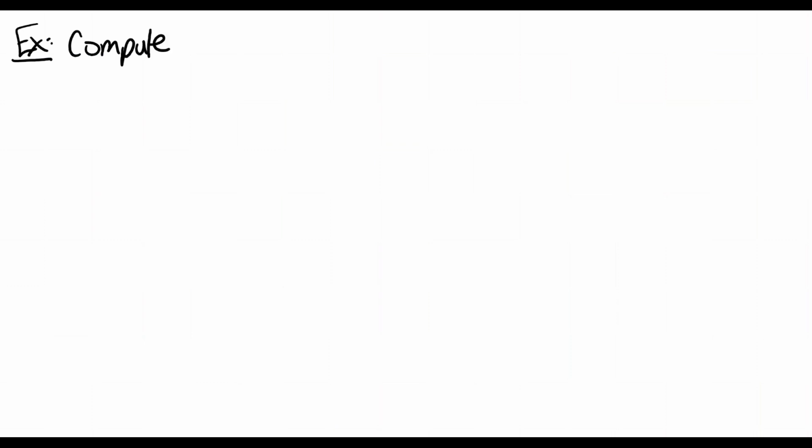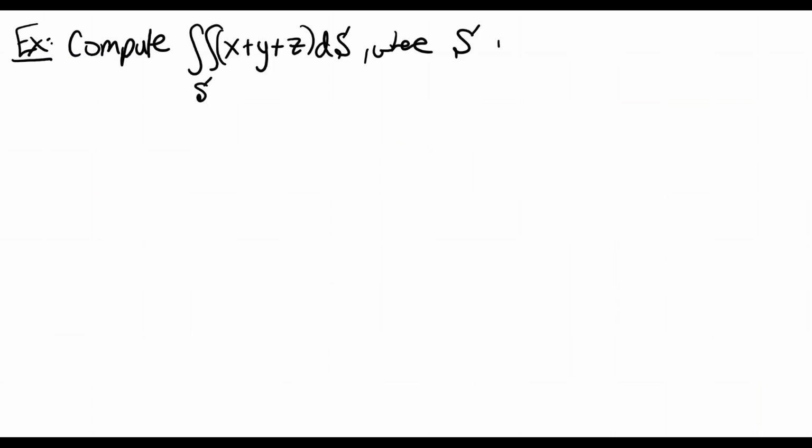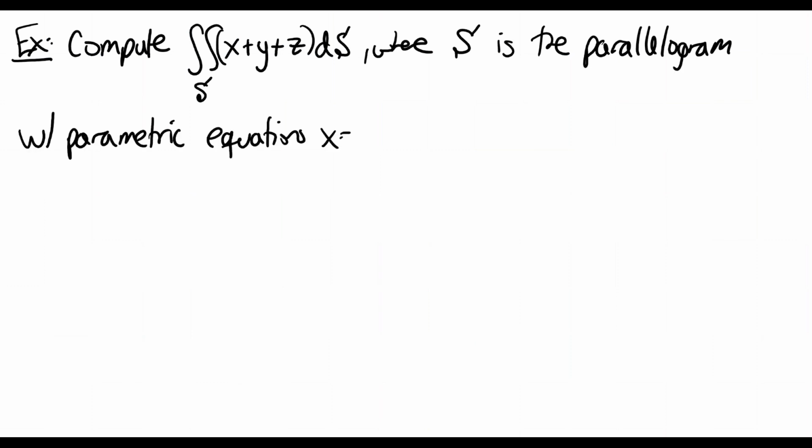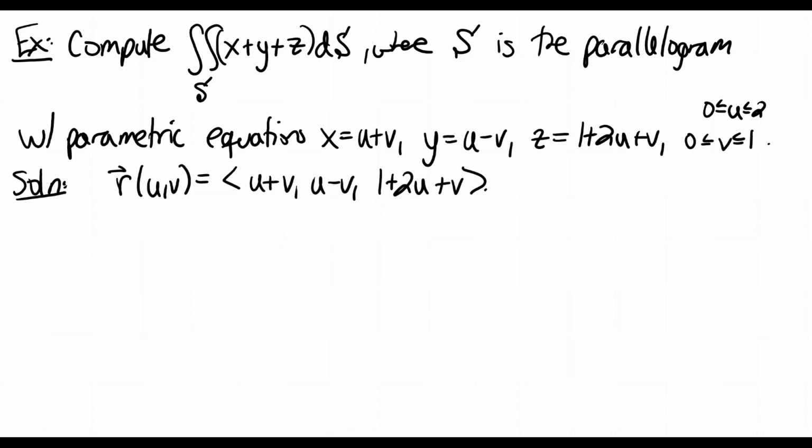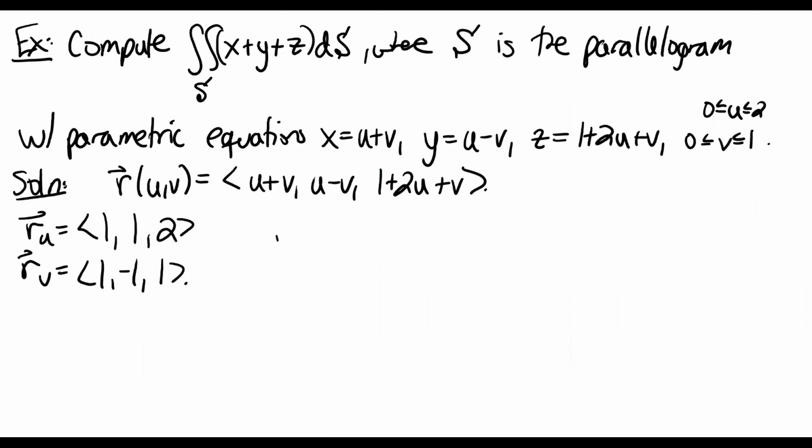Let's do an example. Suppose we want to compute the surface integral of x plus y plus z over S, where S is the parallelogram with parametric equations given here, where u ranges from 0 to 2 and v ranges from 0 to 1. First, let's set up r of uv and compute our tangent vectors. R of uv equals u plus v, u minus v, and 1 plus 2u plus v, so r_u will equal 1, 1, 2, and r_v will equal 1, minus 1, 1.